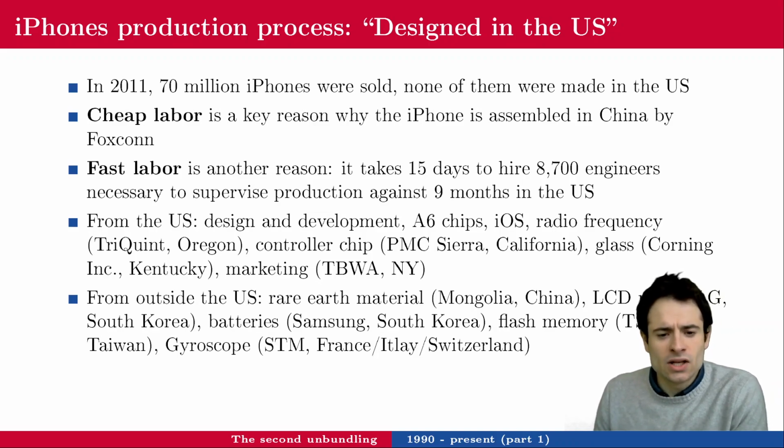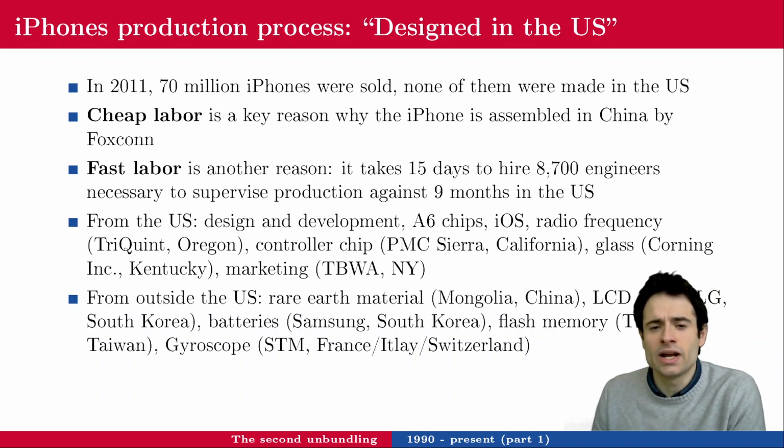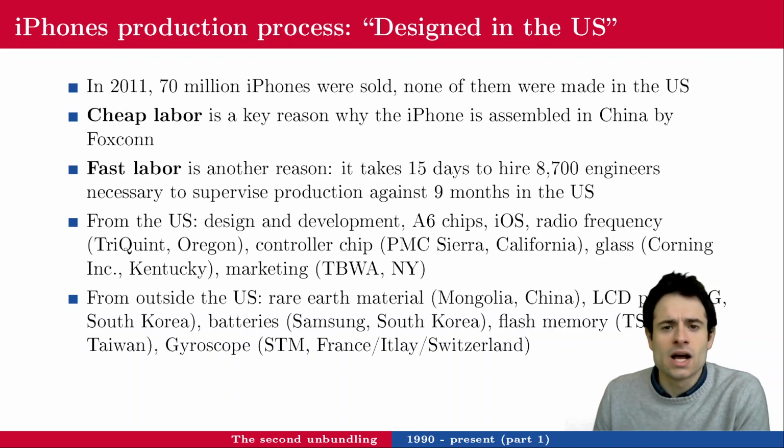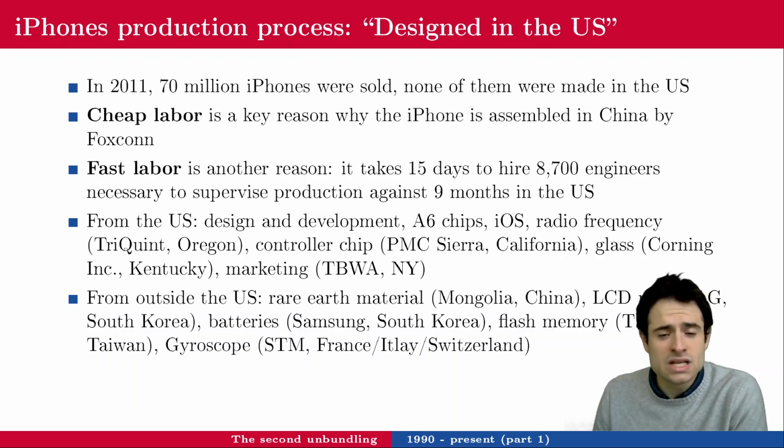What comes from outside the US? Rare earth material comes from Mongolia, China. So there are a lot of different minerals that Apple needs to make its iPhones, including zinc, cobalt, maybe a bit of gold. I don't think gold goes into an iPhone, but there are many other minerals.